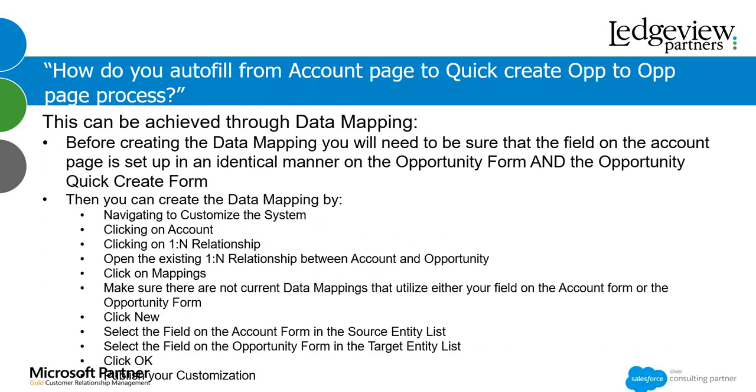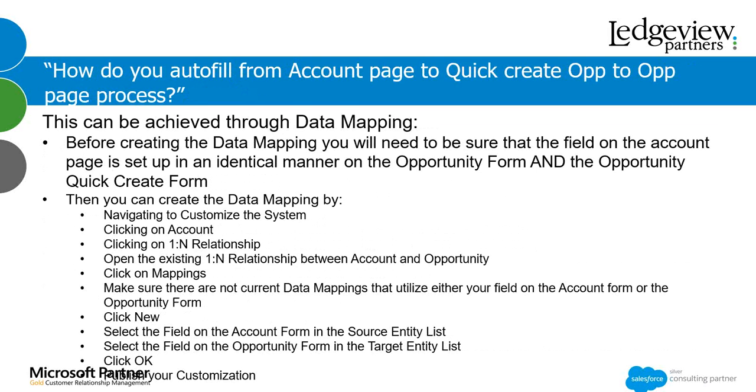Same goes for a single text line field. If one is 999 words, the other one's 1,000, it can fail. You want to make sure they're exactly identical. Once you've done this, then you can create the data mapping. The way to do this is you want to navigate to the Customize the System section, click on Account, and then there's a one-to-many relationship, which is the one-to-N relationship. There's going to be an account to opportunity relationship. Open that up, click on Mappings. It'll be on the left-hand side.